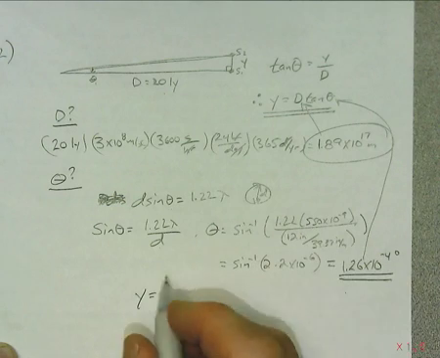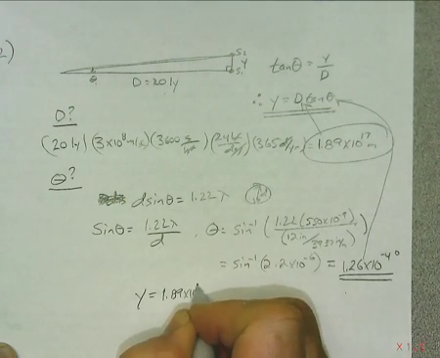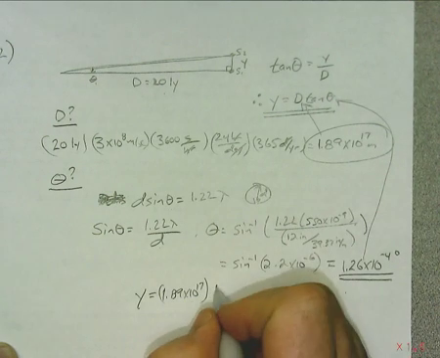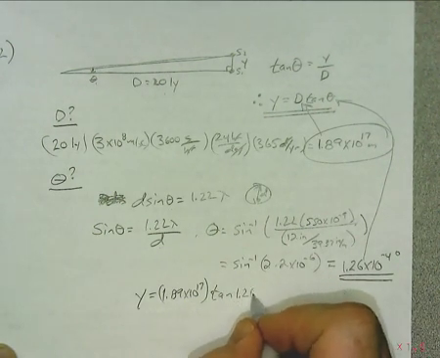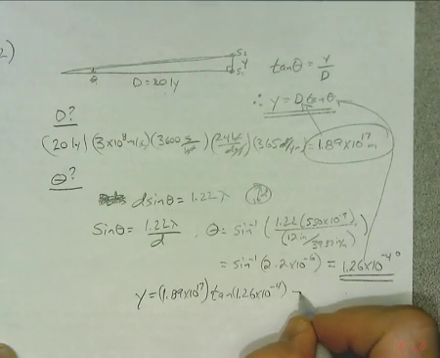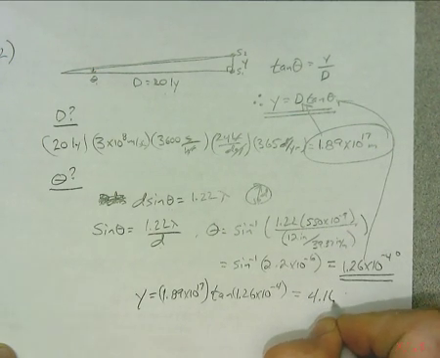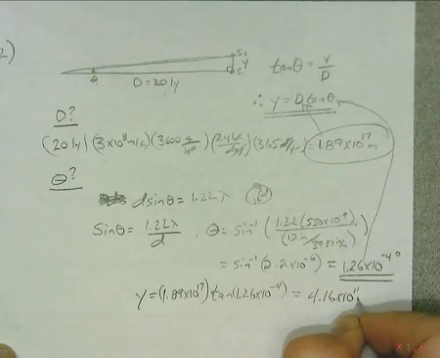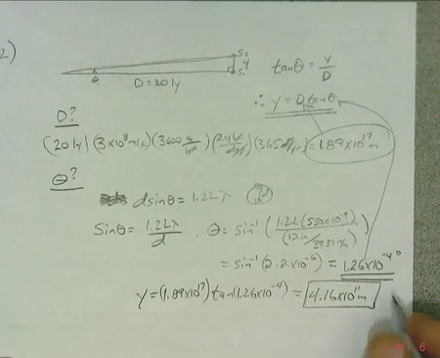And so y is equal to D, 1.89 times 10 to the 17, tangent of the angle 1.26 times 10 to the negative 4. And that should be equal to 4.16 times 10 to the 11 meters. And there is our separation distance.